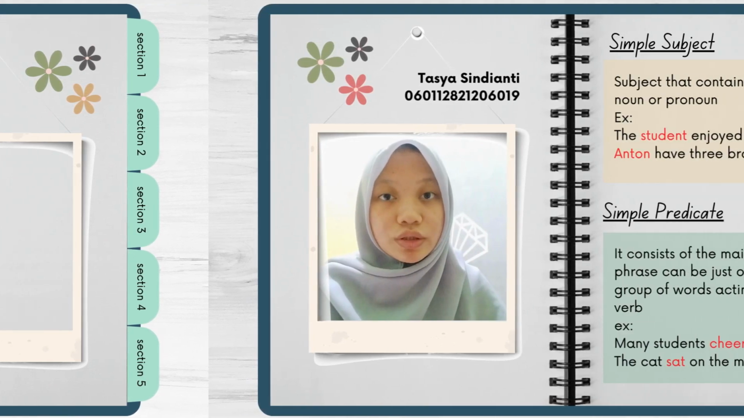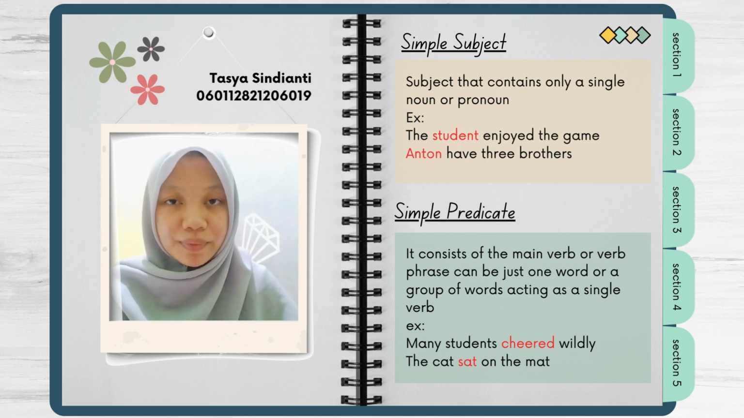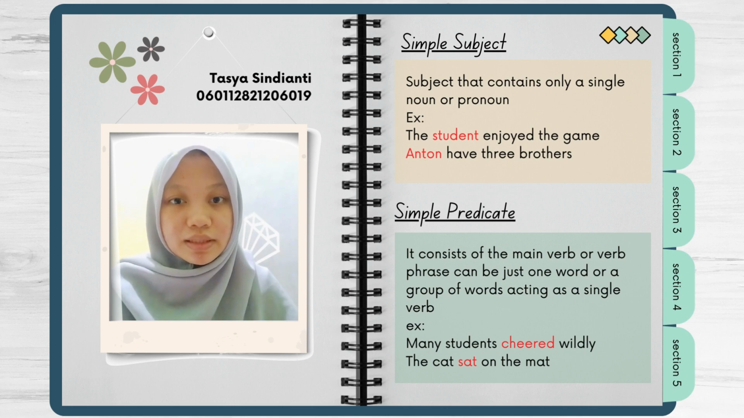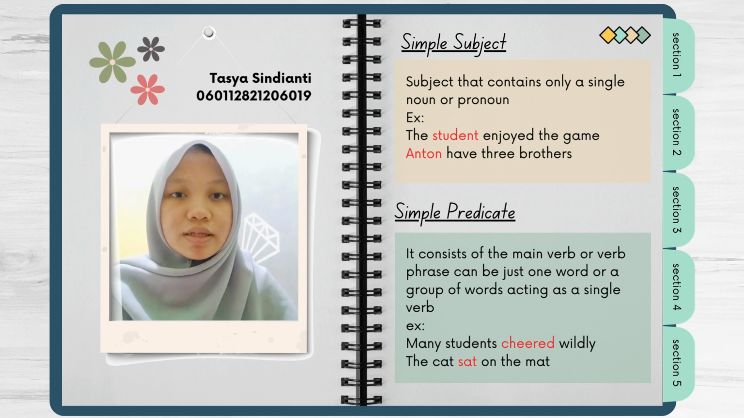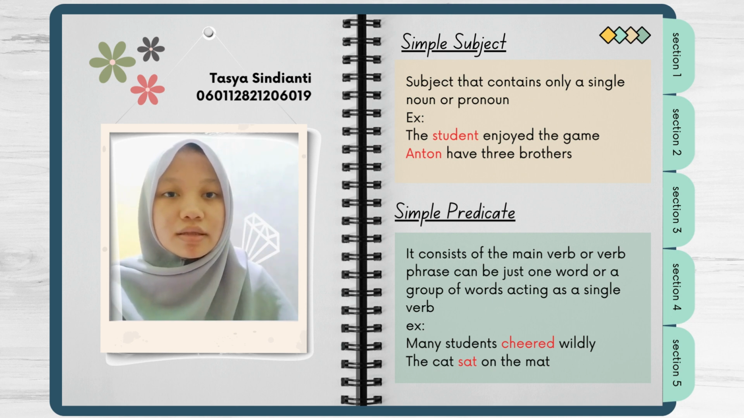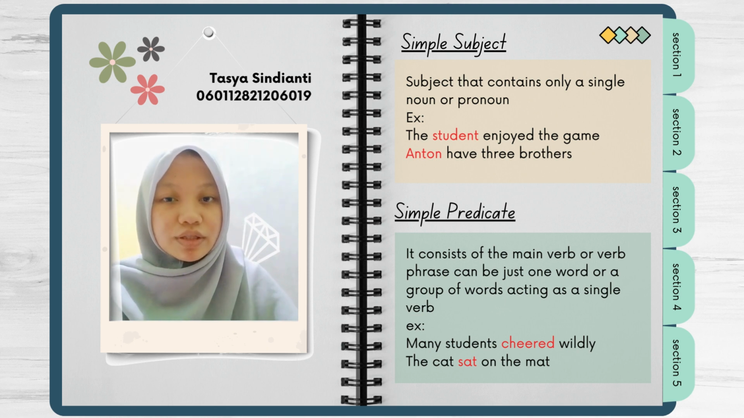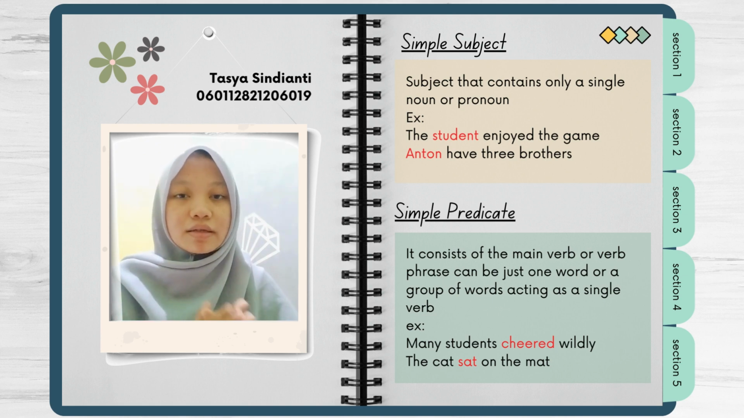There are two types of subject and predicate: the simple and the complete one. First, simple subject. The simple subject is the main noun or pronoun within the subject part of the sentence. It's the essential word or phrase that the sentence is about without any modifiers. So the simple subject can be just one word or a group of words acting as a single noun.